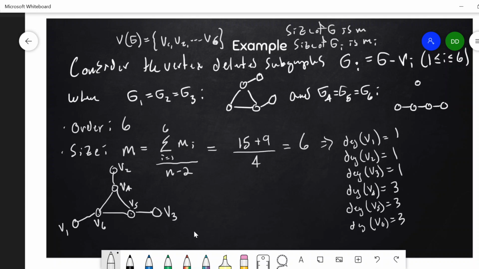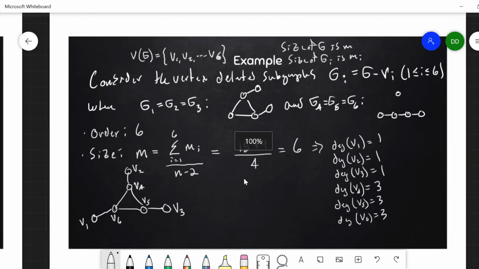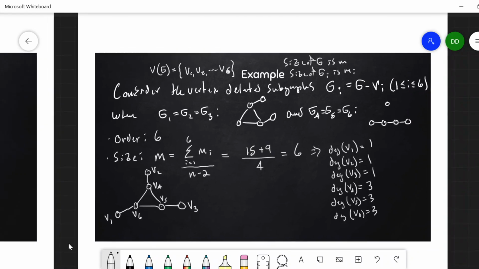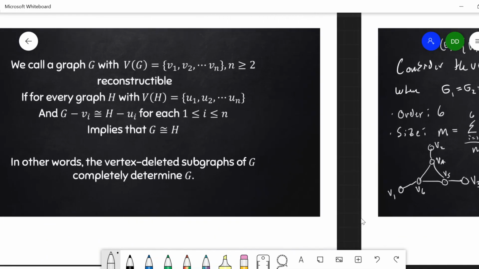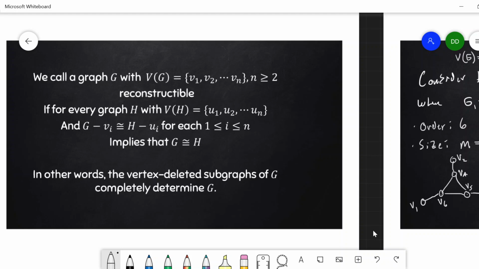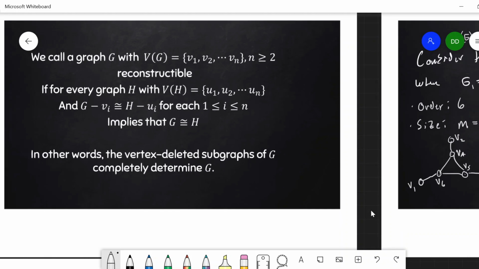And so notice here, with these vertex deleted subgraphs, we were able to get all of this information and then through trial and error find out that the only way to form G from these vertex deleted subgraphs was to have this as G. That these vertex deleted subgraphs uniquely determined G. So that's what we mean by uniquely determine. And so this question, again, I'll remind you of the question. We want to know, is every graph reconstructible?